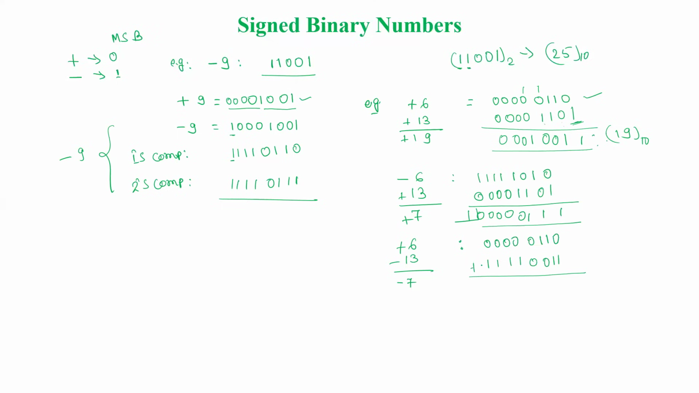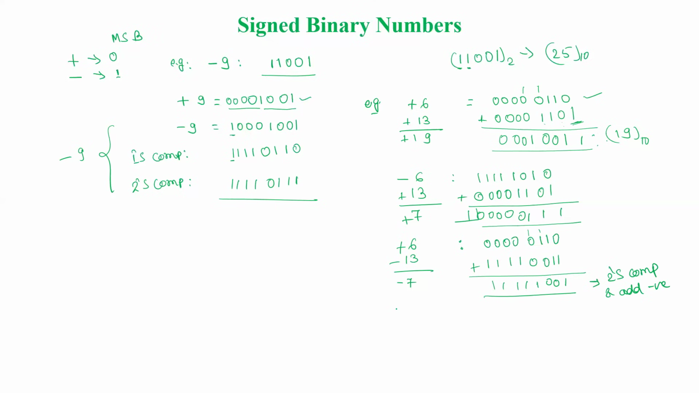Now we perform the addition operation. Here we add: 0 plus 1, 1 plus 1 the sum is 0, carry 1. So 1 plus 0, 1 plus 1 the sum is 0, carry 1. Now again it is 1 and the remaining all are going to be 1. This is not the actual result. Now we have to take the 2's complement of this and add the negative sign. That is going to be the answer.